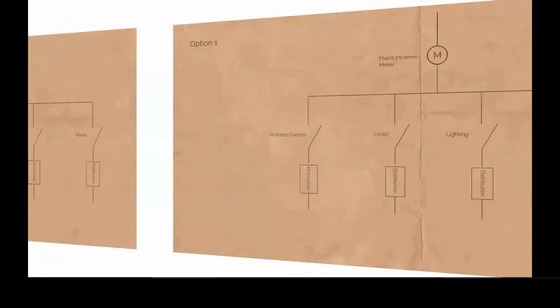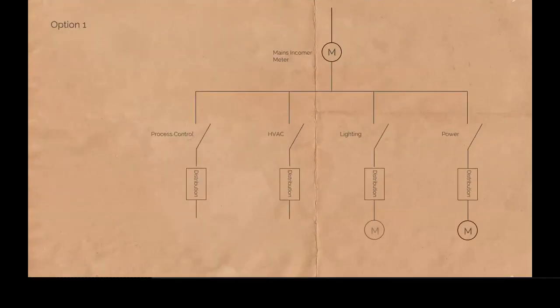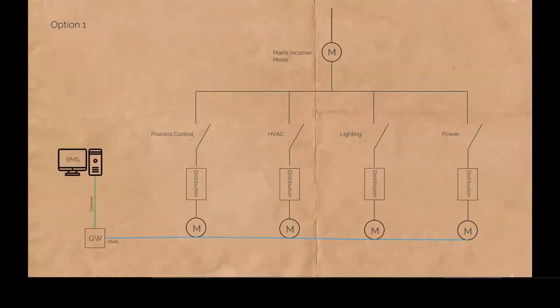Well, option 1, we could submeter each distribution and link it all via a common protocol. In this case, it would be Modbus through to a gateway. That gateway would then go to the main BMS system. That would allow us to at least understand, from a class of distribution, what is being used at each element. So that would be a really good start, good option.